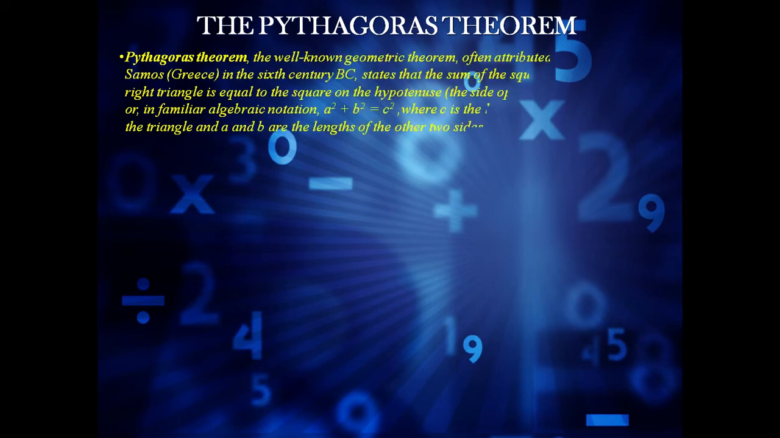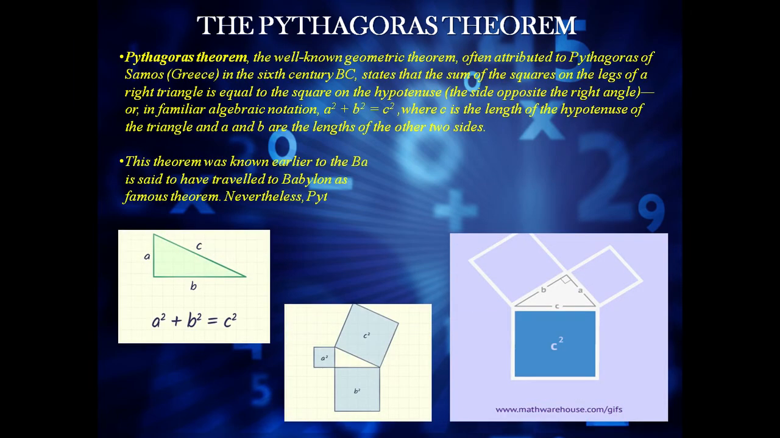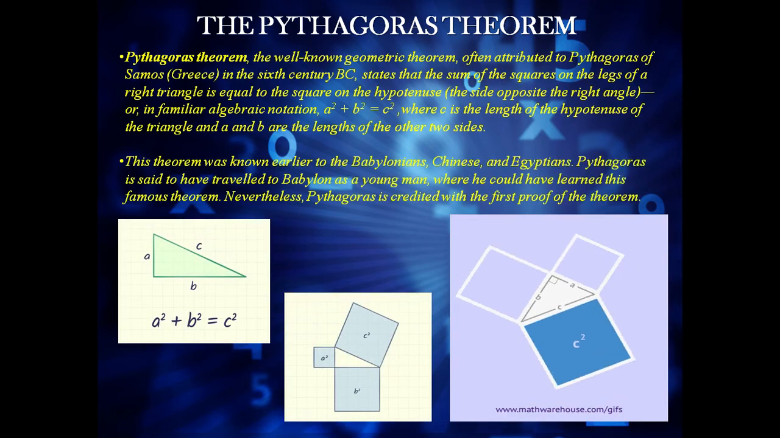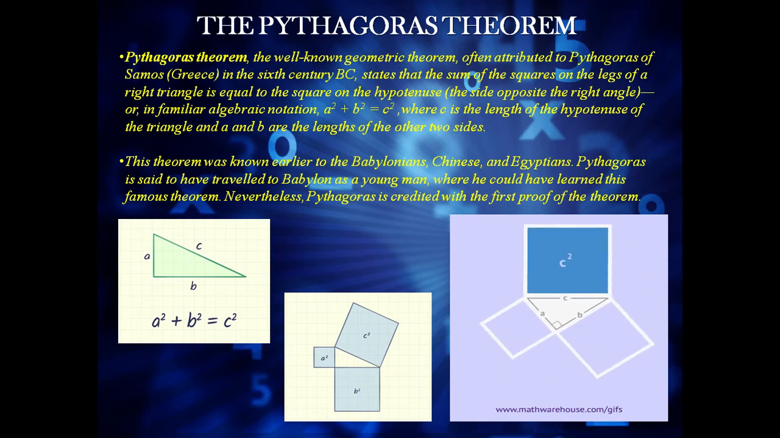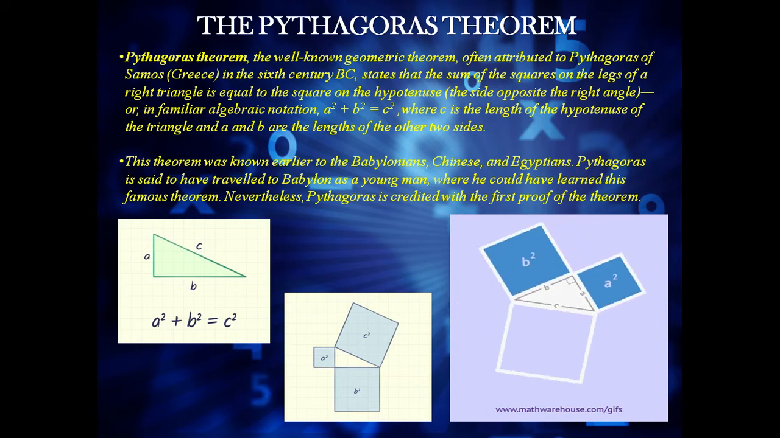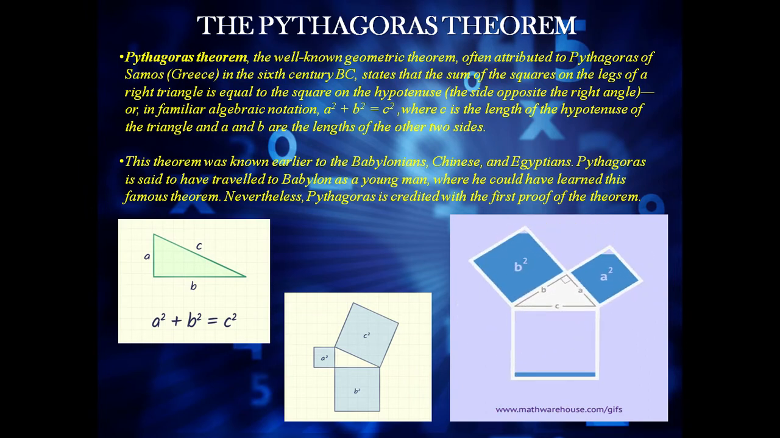Pythagoras theorem, the well-known geometric theorem often attributed to Pythagoras, states that the sum of the squares on the legs of a right triangle is equal to the square on the hypotenuse, or in familiar algebraic notation, a square plus b square equals c square.